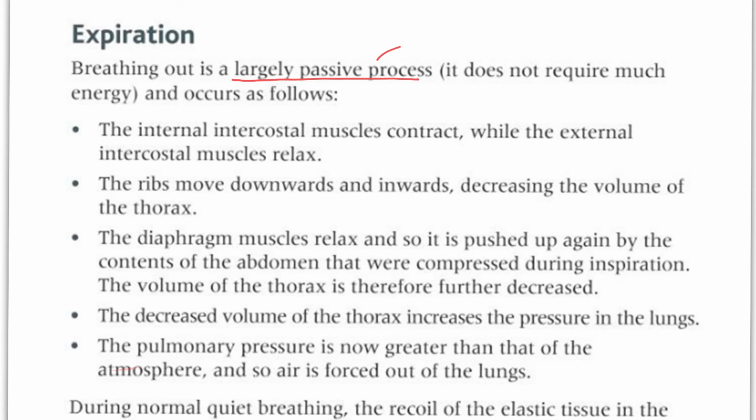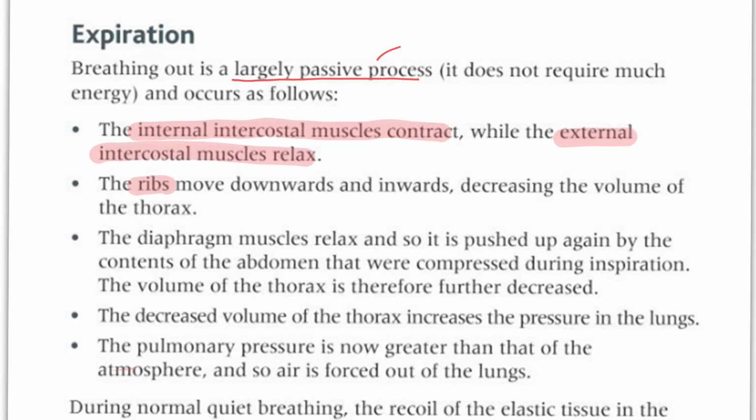It's only when you are doing something strenuous, so when you are breathing out forcefully, that you really need to engage your diaphragm and your internal intercostal muscles. So mostly it's passive, sometimes it is active, and it is active when you are doing something strenuous. So let's just talk through expiration. The internal intercostal muscles contract, and their antagonistic pair, the external intercostal muscles, relax.